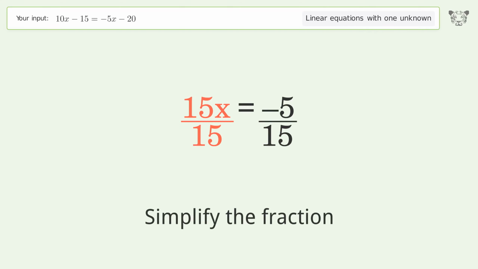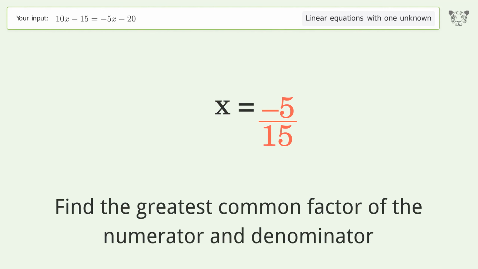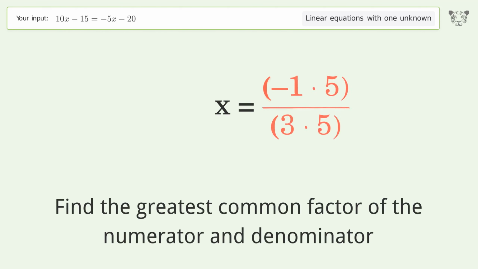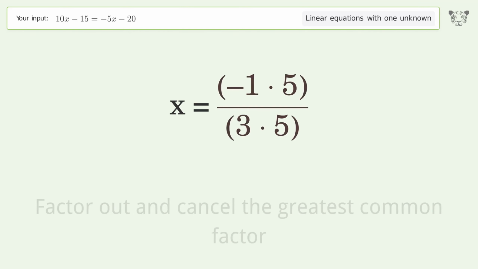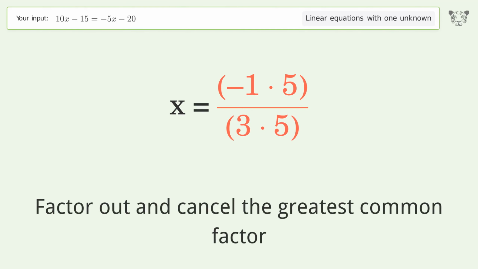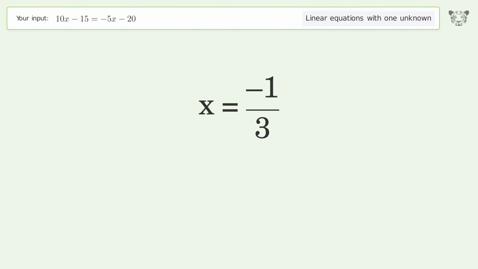Simplify the fraction. Find the greatest common factor of the numerator and denominator. Factor out and cancel the greatest common factor. And so the final result is x equals -1/3.